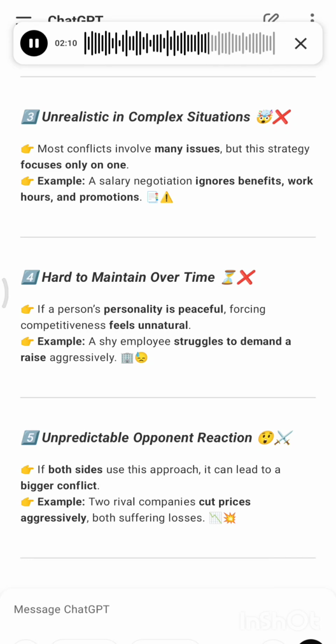4. Hard to maintain over time. If a person's personality is peaceful, forcing competitiveness feels unnatural. Example: a shy employee struggles to demand a raise aggressively. 5. Unpredictable opponent reaction. If both sides use this approach, it can lead to a bigger conflict. Example: two rival companies cut prices aggressively, both suffering losses.